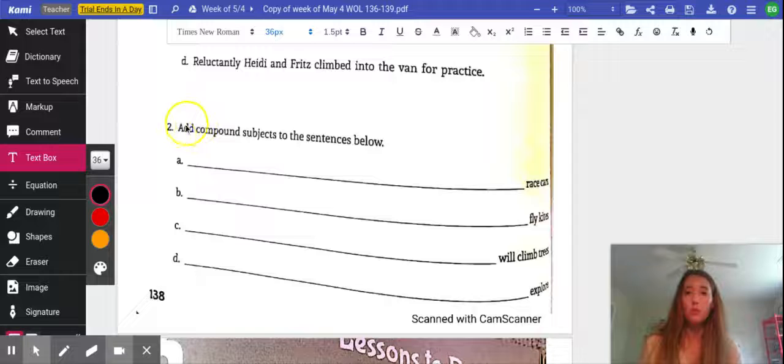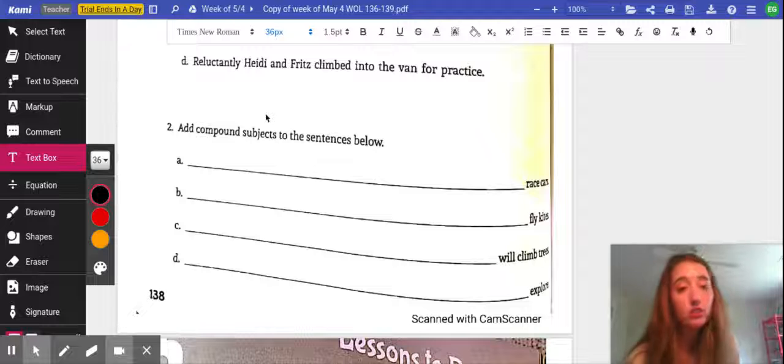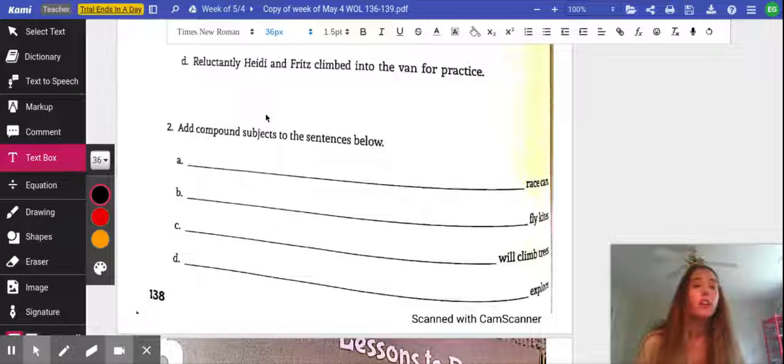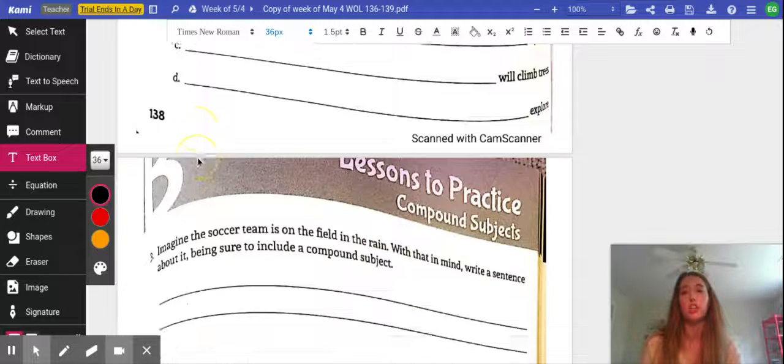And we've got one more new section. It says add compound subjects to the sentences below. Blank race cars. So you could put two names of people that race cars. You can certainly use your own name, names of your friends. Fly kites, climb trees, and explore. So add some compound subjects there.